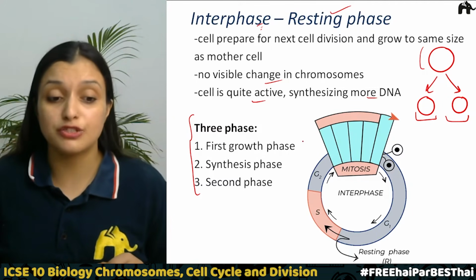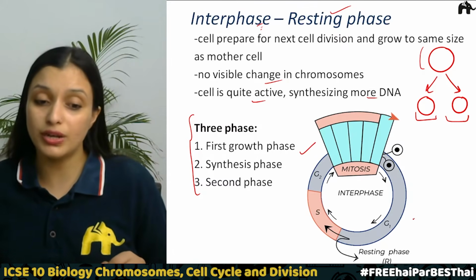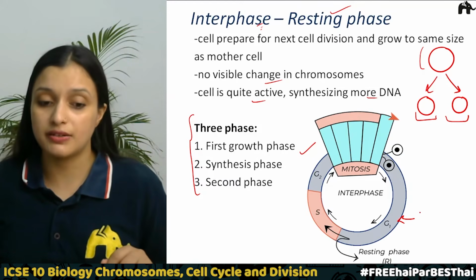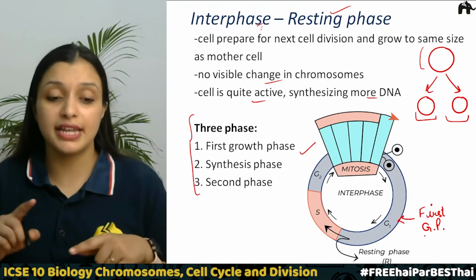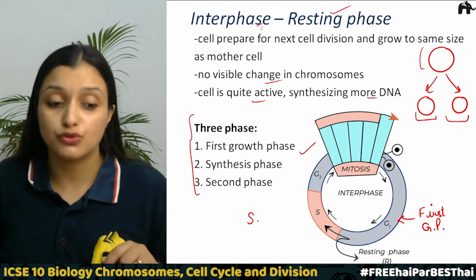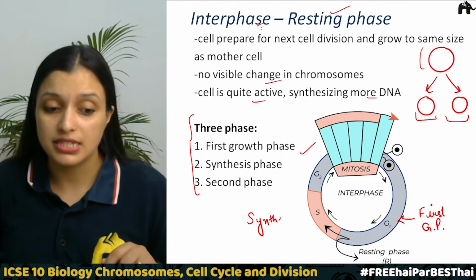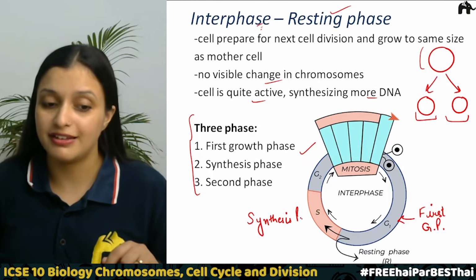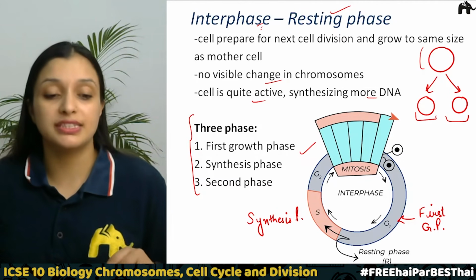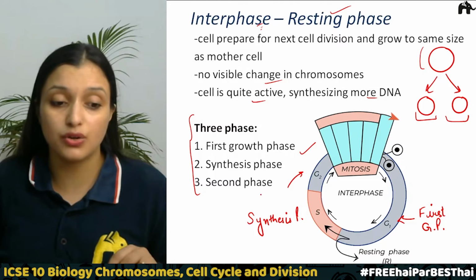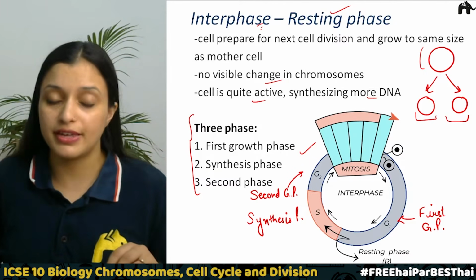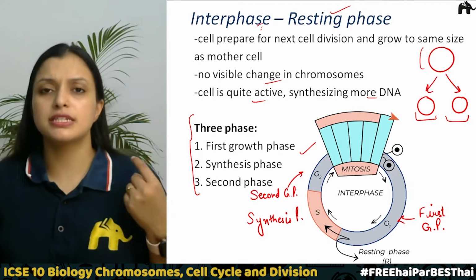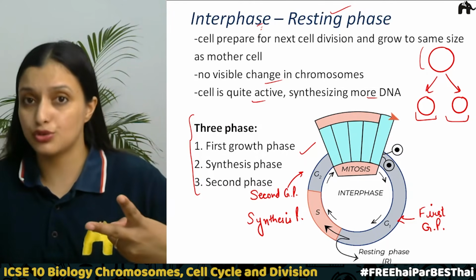The first one is the first growth phase, and we call it the G1 phase, right? Then comes the next phase, that is the S phase. We call it the synthesis phase, right? And now the third one, that is the G2 phase, and we call it the second growth phase, right? So first growth phase, synthesis phase, and the second growth phase.